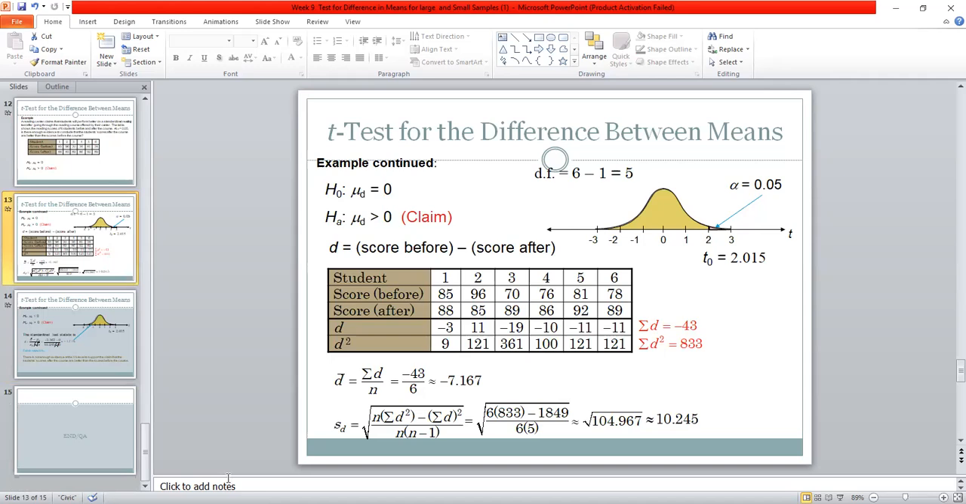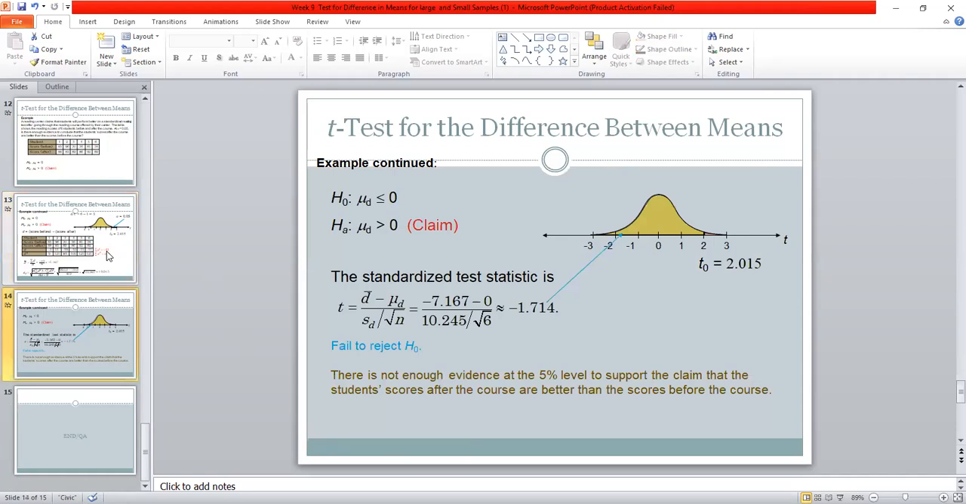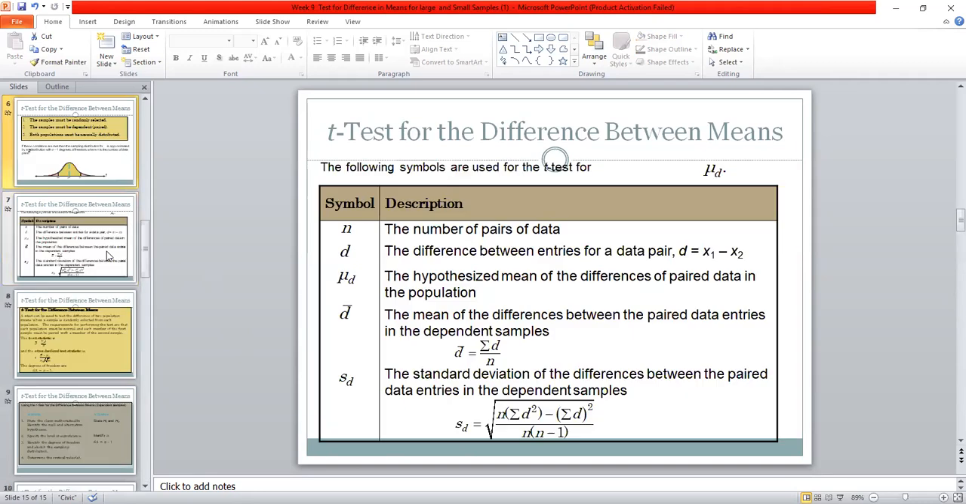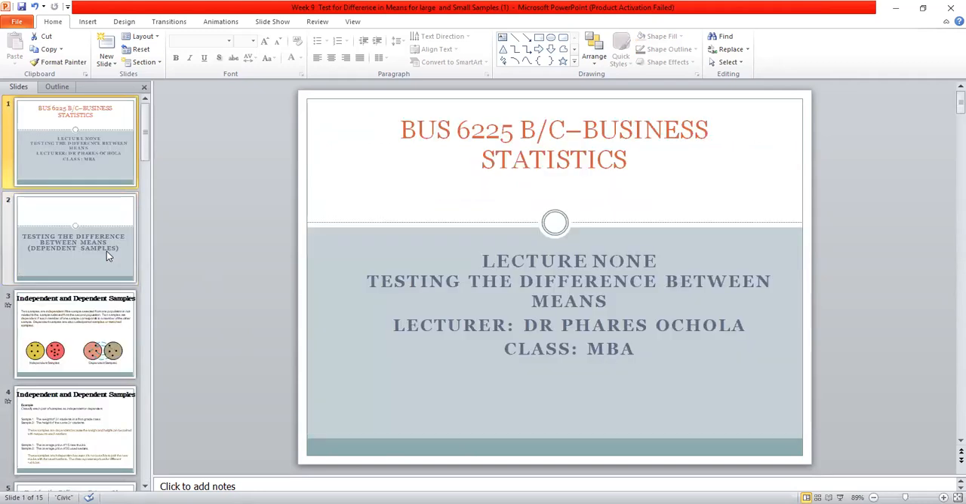Forget about this formula here. This is just calculating the standard deviation. You don't need this. Just use the procedure I've used to get the standard deviation. And of course, that is the dependent sample test. Any question, please?